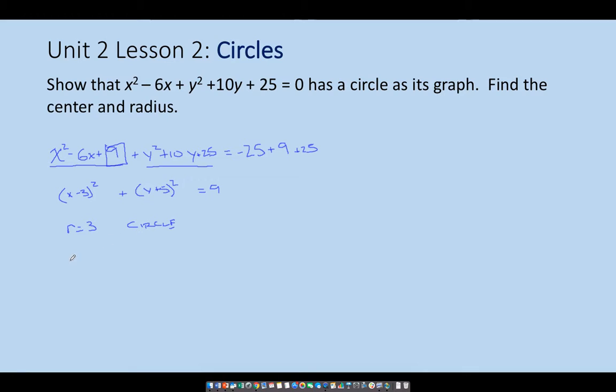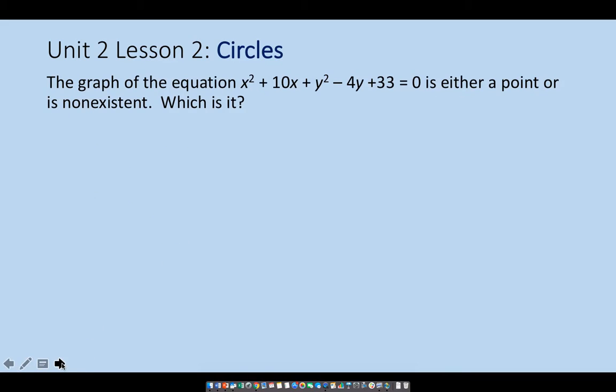And what is the center? Well, the x value is going to be the opposite of this one. It's going to be 3. And then it's going to be, again, the opposite of this one, negative 5. All right, so there's where my center is. All right, all that is good and fine. Let's go ahead and take a look at this last one.